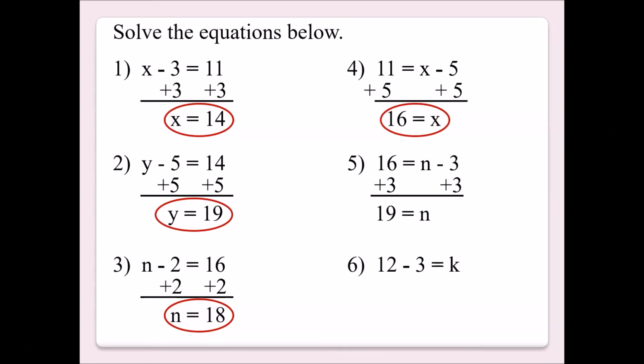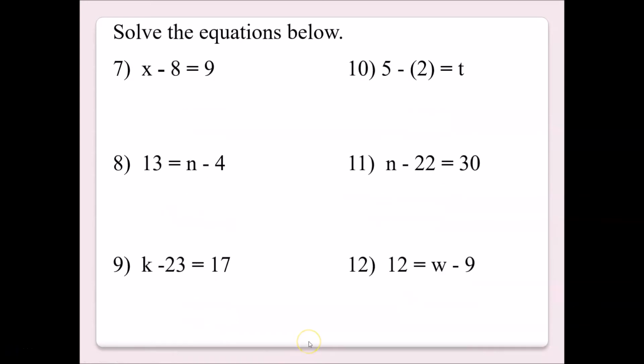And on the last one, okay, we don't have to do anything aside from subtracting the two numbers. So 12 minus 3 is just 9. So k is equal to 9. Understand? Very good. Now this time I want you to pause this video and answer the next 6 questions.